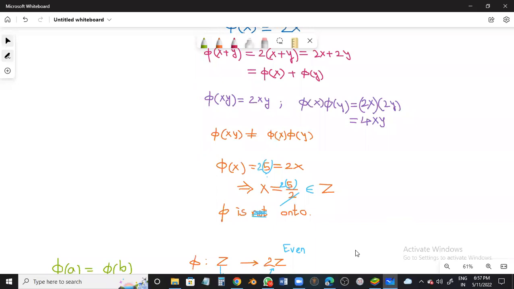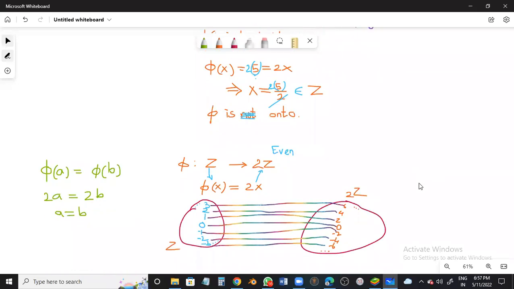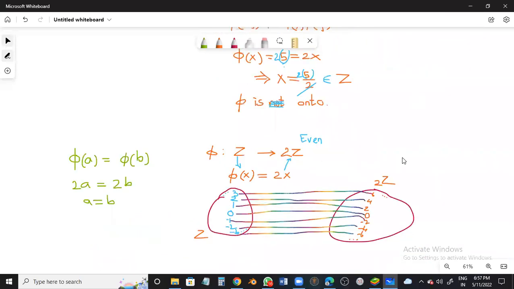Is this clear? Mainly to Gauri. Is it clear? Are you there? Okay, others, have you got it? Yes, ma'am. Okay, okay. So I think this is okay.